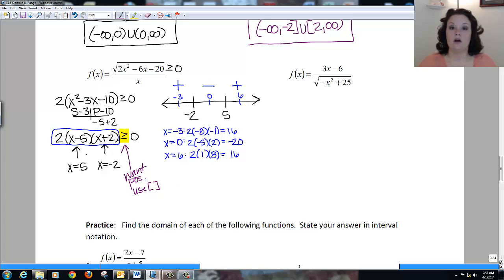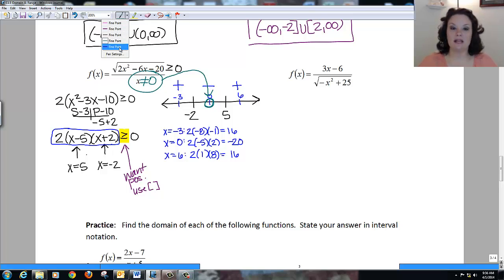Now, one other thing I have to look for really quickly before I make my final assumption as far as the domain is, we had an even root here, but we also had a denominator. Remember, denominators cannot equal 0. So here, x cannot equal 0. If I were going to look on my graph here, that means I would have to put an open circle at 0. I cannot include that.